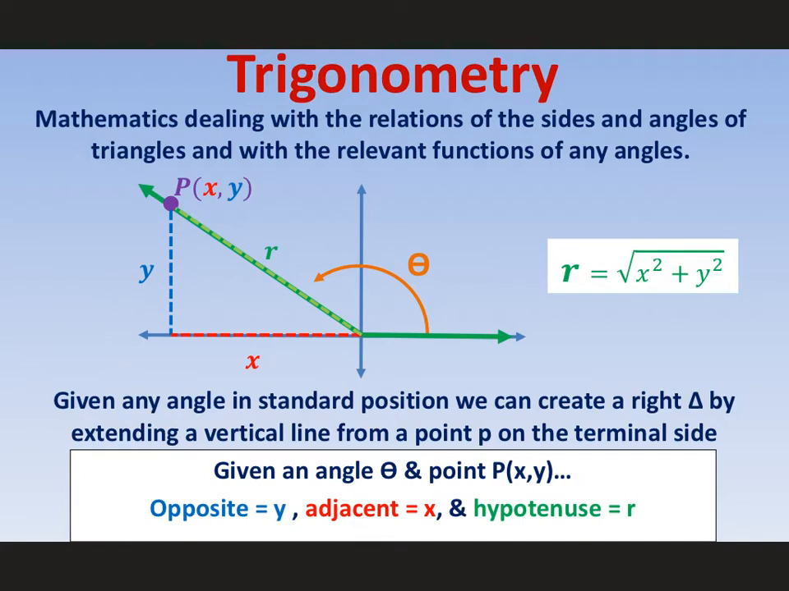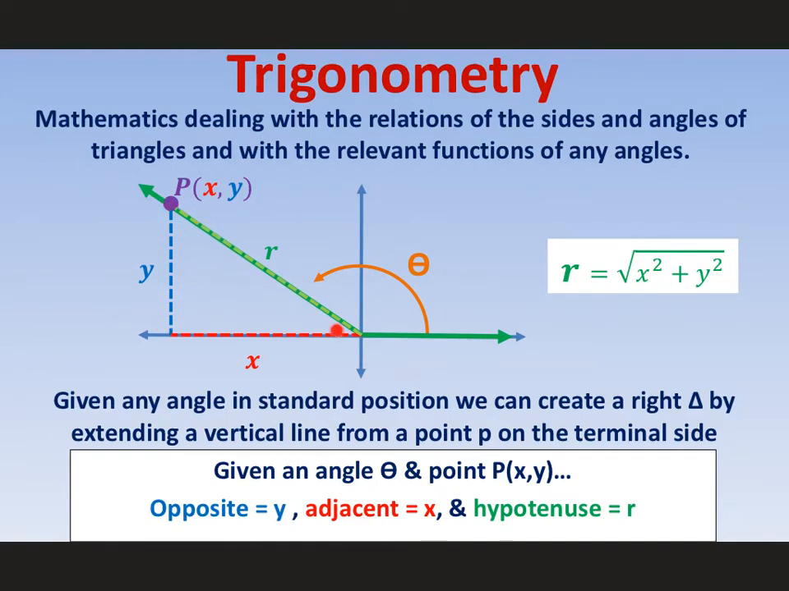We always draw a vertical line down to the x-axis. We never draw horizontal to the y. It's always vertical down to the x. That's going to make a right triangle for us. When we do this, we always use some point P to draw that vertical line. We end up with an x value and a y value at that point. The x value becomes this side of the triangle. The y value becomes this side of the triangle.